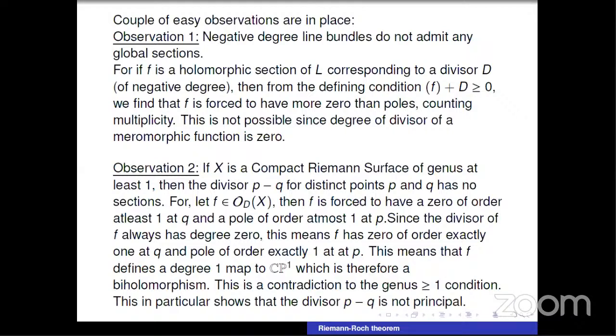So since the divisor of F always has degree 0, this means that F has a zero of order exactly 1 at Q and a pole of order exactly 1 at P. Well, this means that F defines a degree 1 map to CP1, which is therefore a biholomorphism. This is a contradiction to the condition that the genus is at least 1. So this in particular shows that the divisor P minus Q is not principal. Principal divisors always have global holomorphic sections. This divisor P minus Q does not. So this is not a principal divisor.